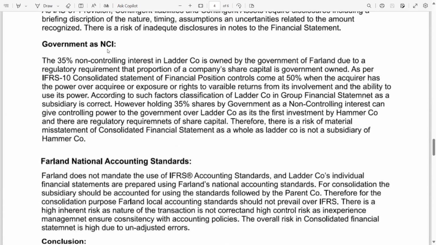Government as NCI. The 35% non-controlling interest in Ladder company is owned by the government of Farland due to a regulatory requirement that a proportion of a company's share capital is government owned. As per IFRS 10, for the consolidated statement of financial position, control exists, sometimes even below 50%, when the investor has power over the investee, exposure or rights to variable returns from its involvement, and the ability to use its power.